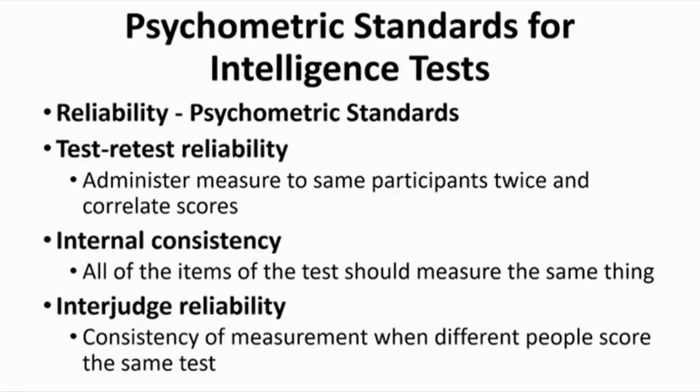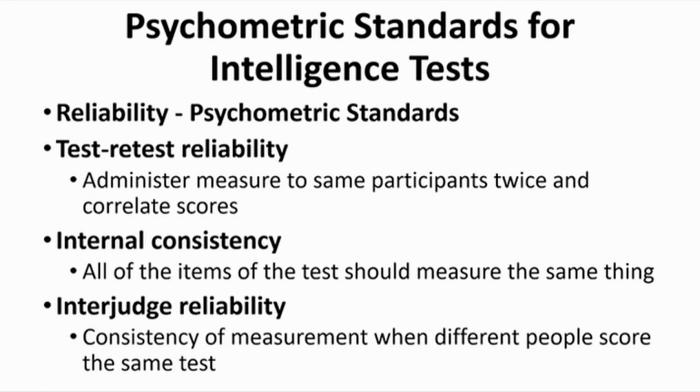Let's start with the concept of reliability. The key point of a reliable measure is going to be something that is consistent, especially over time. We're going to talk about 3 key forms of reliability that are especially important for these kinds of psychometric standards, or our testing setups. The first of these types of reliability is the test-retest reliability.